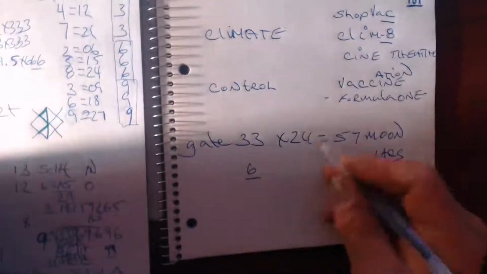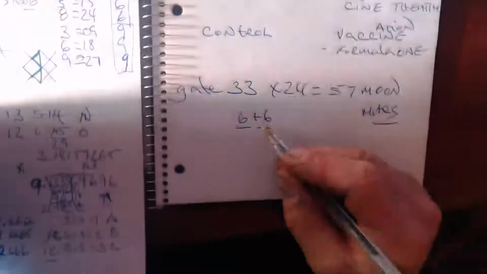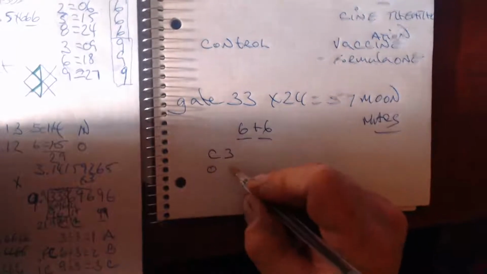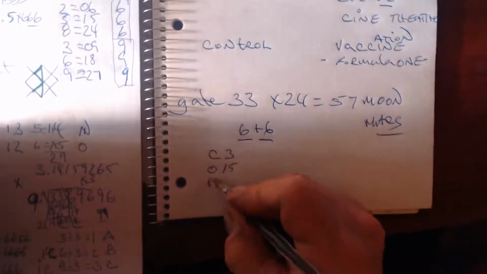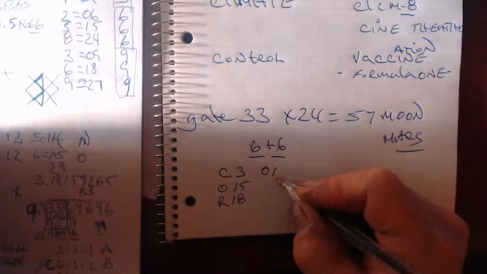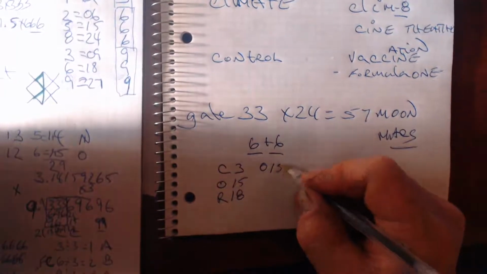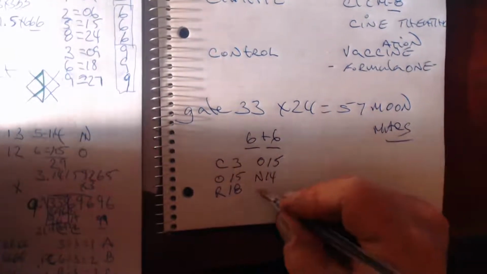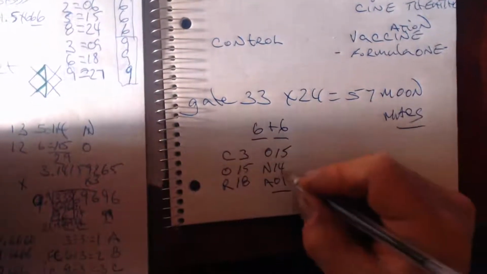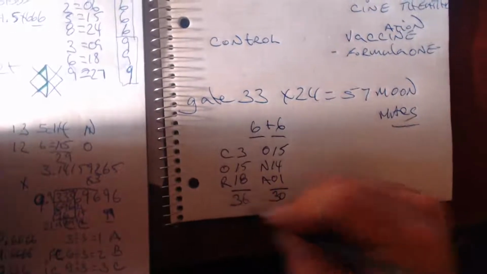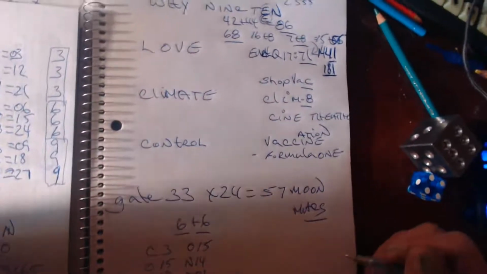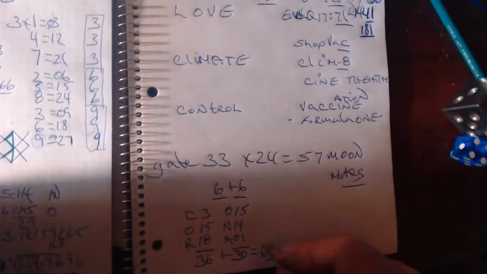This 3 and 3 becomes 6. This 2 and 4 becomes 6. We end up with 66. So let's do C 3, O 15, R 18, O 15, N 14, 1 rock, 1 core, 0 1 30, 36 equals 66. This is our divided highways.